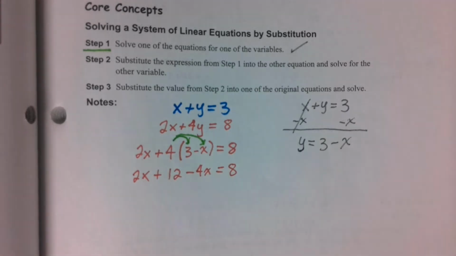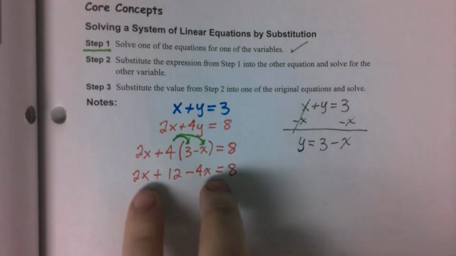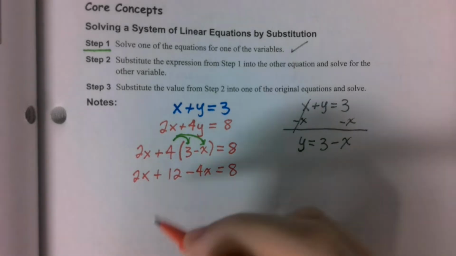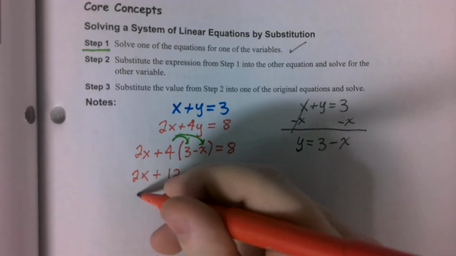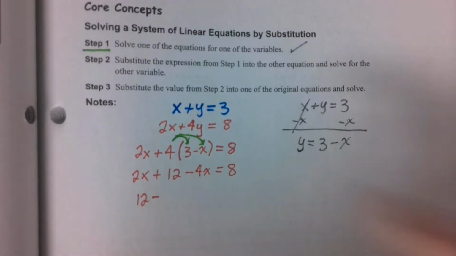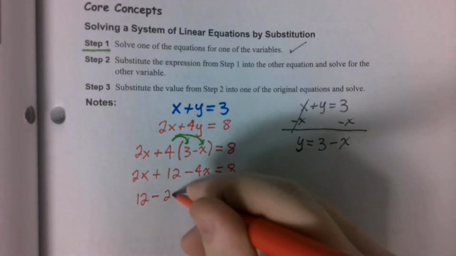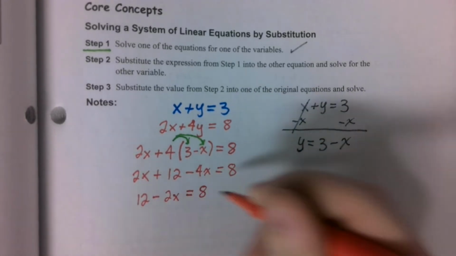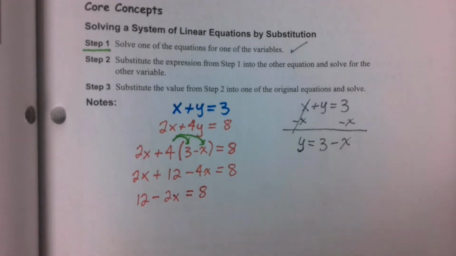What else can we simplify? We can combine like terms. We have 2x and a negative 4x. When we combine them, we get our 12 is still there, but instead of a positive 2x and negative 4x, we have negative 2x, because 2 minus 4 is negative 2. Okay, we're doing well so far.